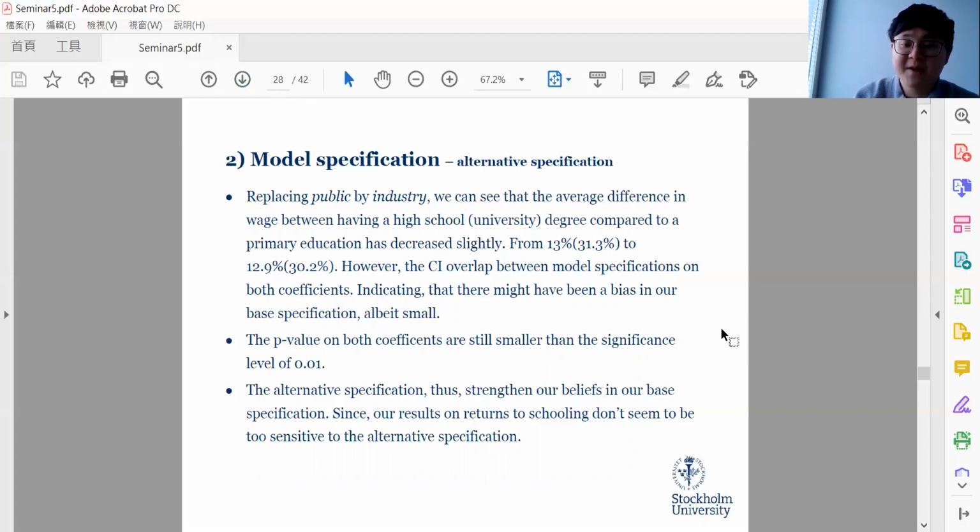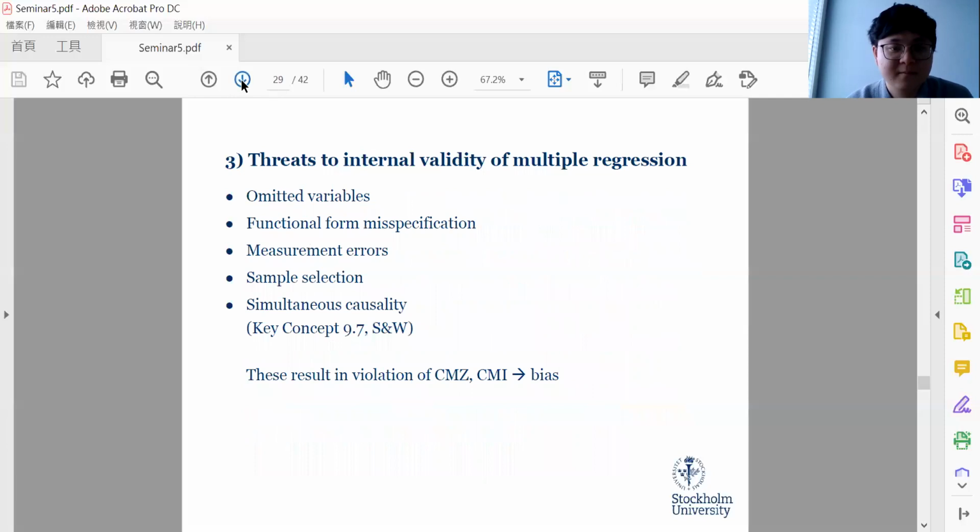And you can see that the p-value is still smaller than the significance level of 1%. So by doing this, it increased the credibility of our specifications. So this is how we actually write a term paper.